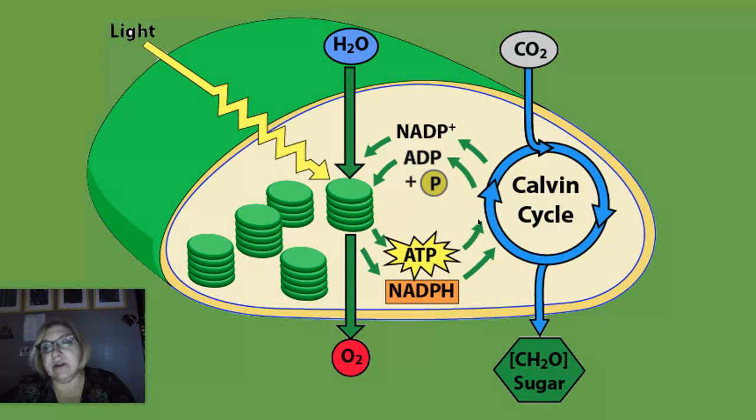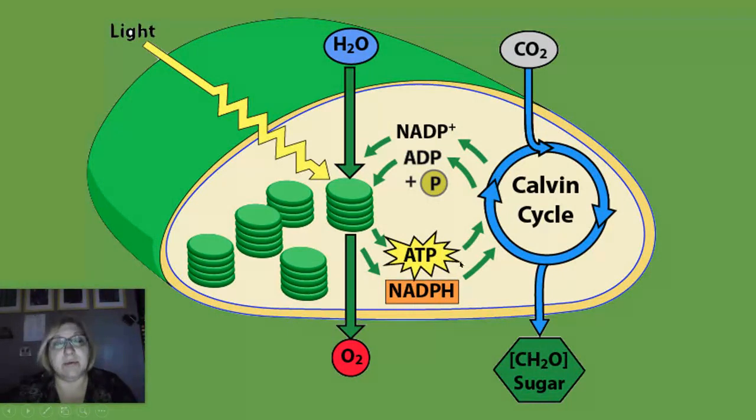Then all that energy goes into the Calvin cycle. That's where the CO2 is used. And the Calvin cycle produces energy. NADP+ and ADP plus an inorganic phosphate are produced there. And what comes out of all of that is the sugar. So in a nutshell, the chloroplast takes in light, water, and carbon dioxide and gives off oxygen and sugar.